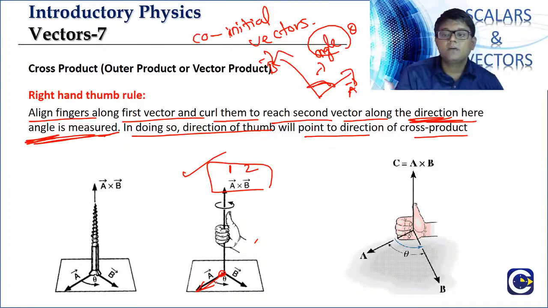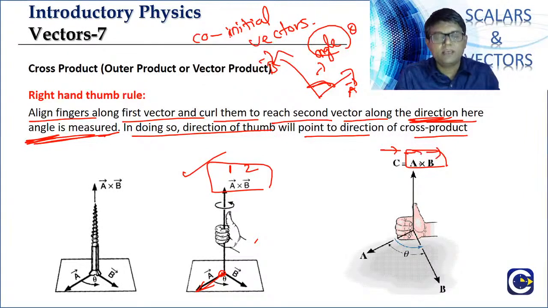If A cross B is represented by another vector C bar, so C bar is the A cross B value, then you can see if you curl your fingers from A bar to reach B bar in the shorter path, the thumb is pointing upwards.